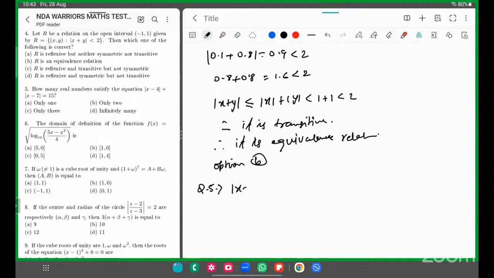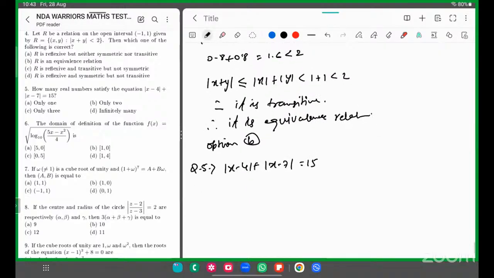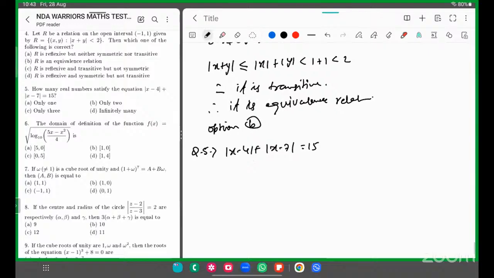It is a very good mod question. Mod of x minus 7 is equal to 15. How many real numbers satisfy this equation? See, we are going to do it through the number line. First I will write 4, then I will write 7.